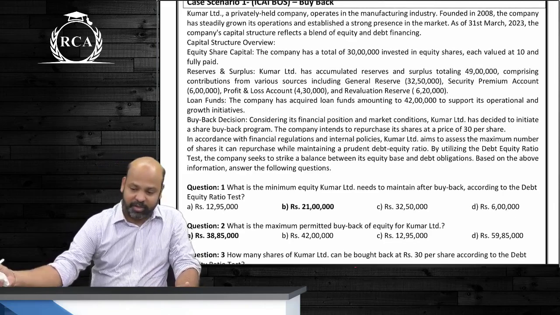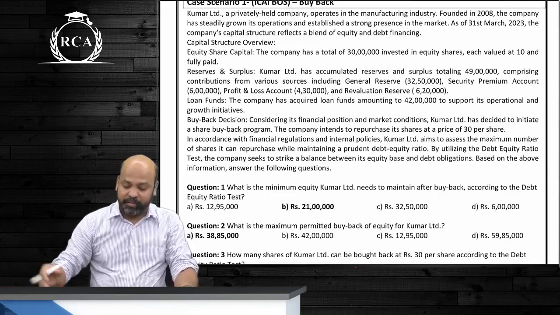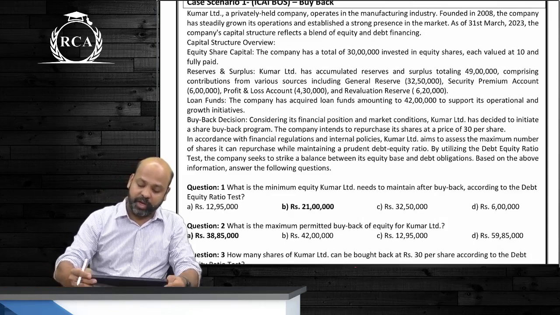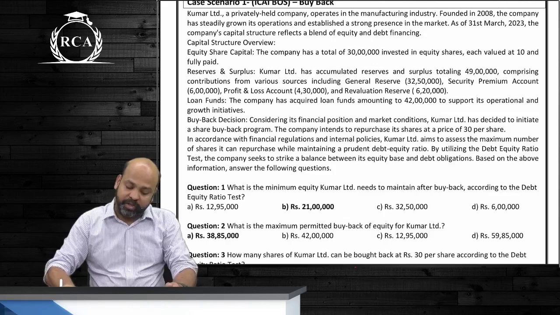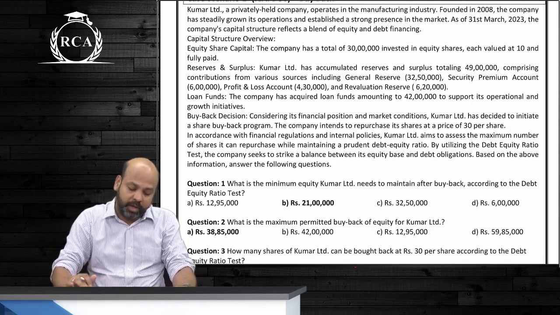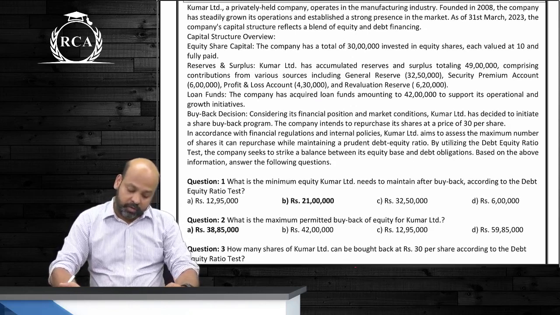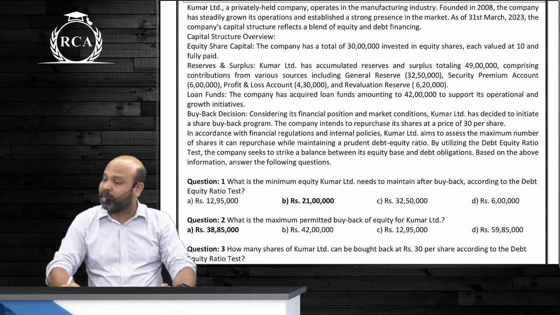Do you have the question in front of you, guys? Kumar is a privately held company, operates in the manufacturing industry. Founded in 2008, the company has steadily grown. Online students, the screen will go blank for a second. It has steadily grown its operations and established a strong presence in the market. As of 31st March 2023, the company's capital structure reflects a blend of equity and debt financing. So this question relates to buyback of equity shares.